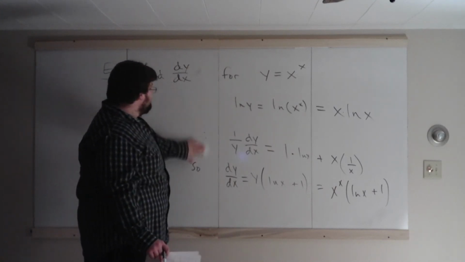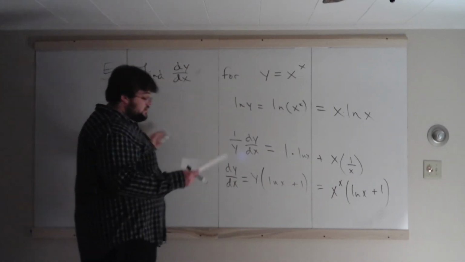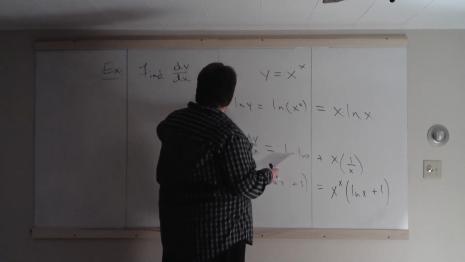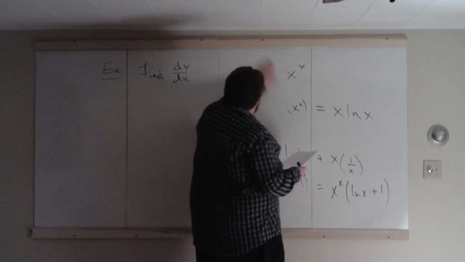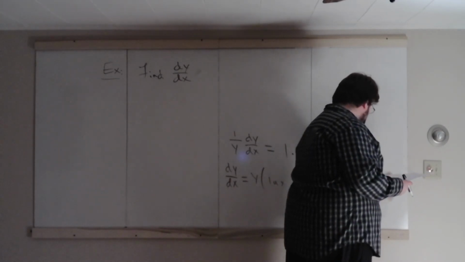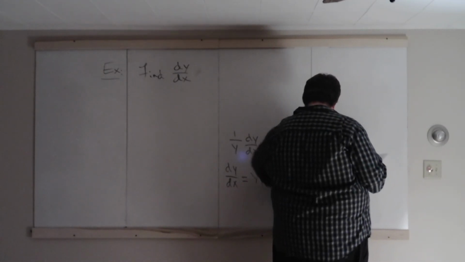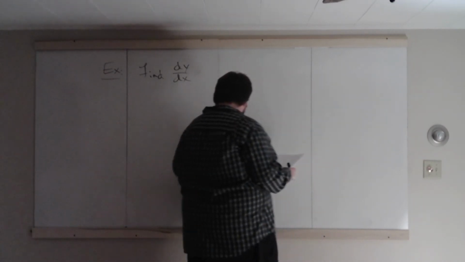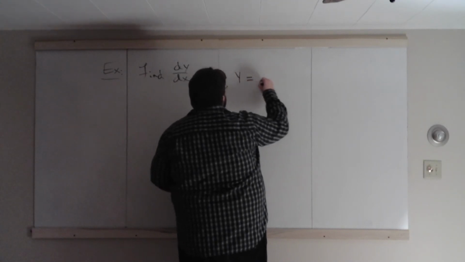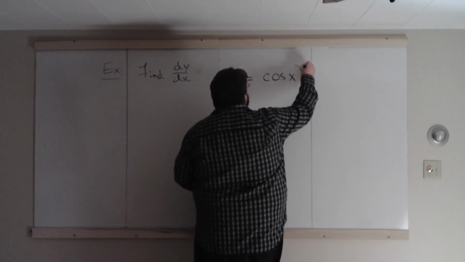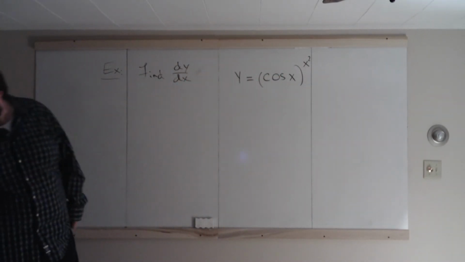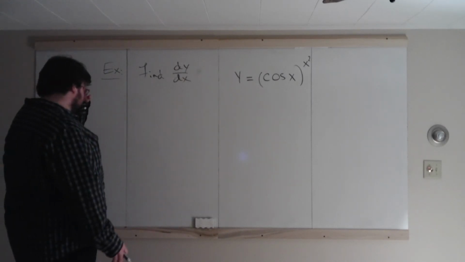And let's do one more example. Say we have more than just x to the x. Let's say we have cosine x to the x squared. So let's say find dy dx for this function. y equals cosine of x to the x squared. So let's change that from being just x to the x. Let's make it cosine x to the x squared.